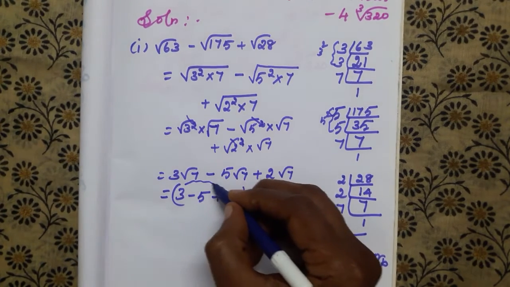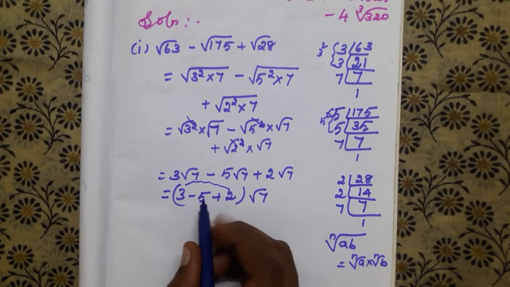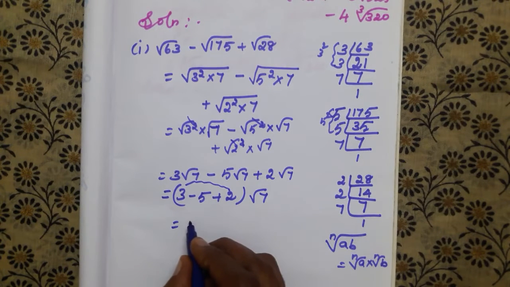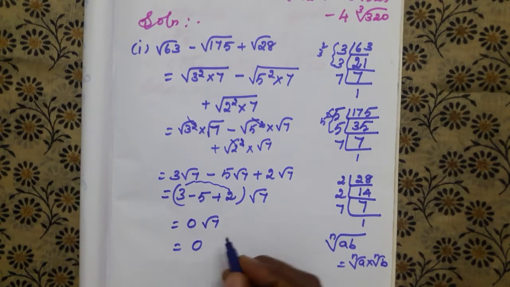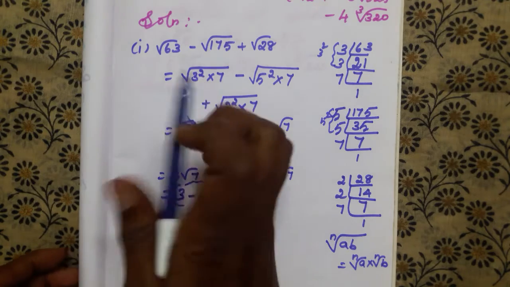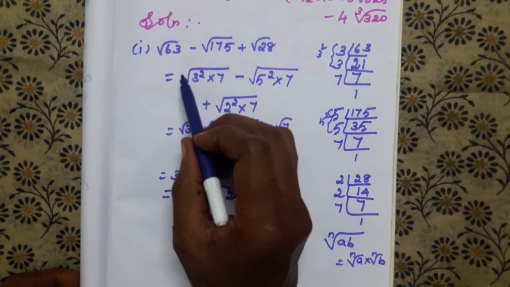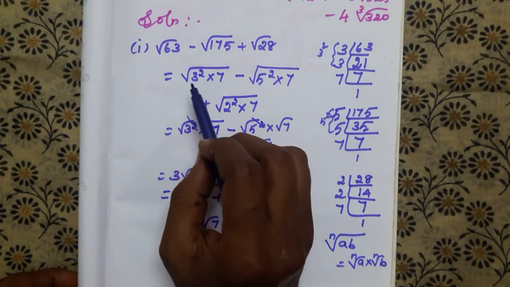Now 3 plus 2 is equal to 5. 5 minus 5 is equal to 0 root 7. 0 root 7 is equal to 0. Can you understand this? First we have to write in the simplest form.